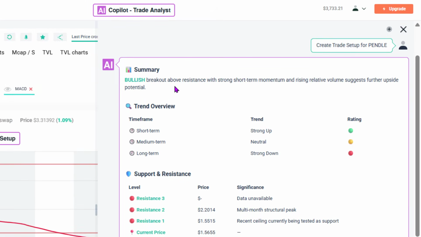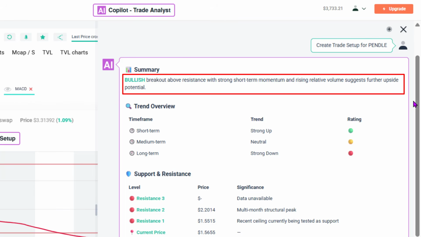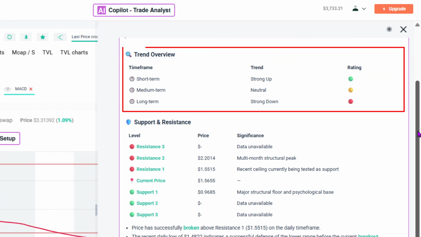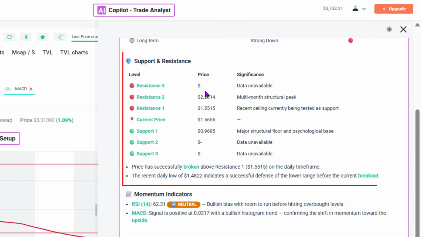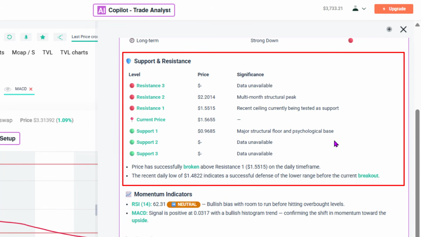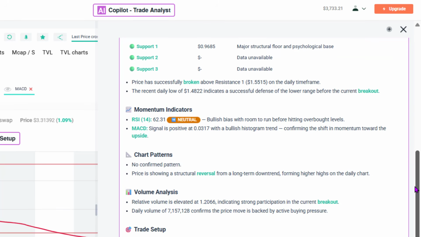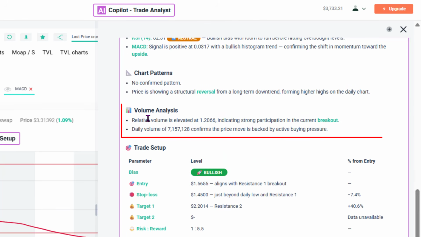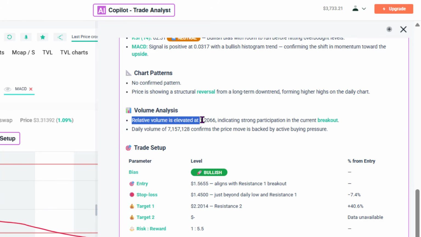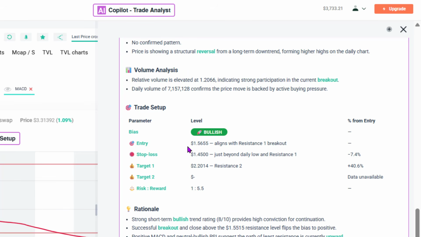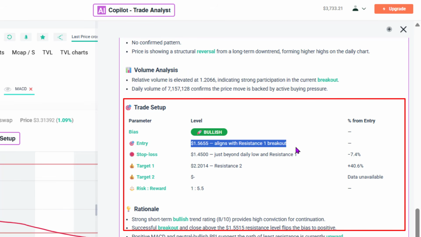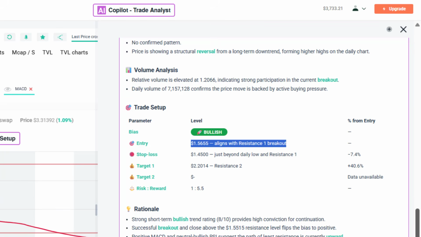It's a bullish breakout above resistance with strong short-term momentum, and rising relative volume suggests further upside potential. Okay, then it summarizes the trends, the support and resistance levels that we also saw in the chart, right? And volume analysis, relative volume is elevated, which is a positive as well. And now it tells you the entry would be basically aligned with the resistance 1 breakout, which is basically now.